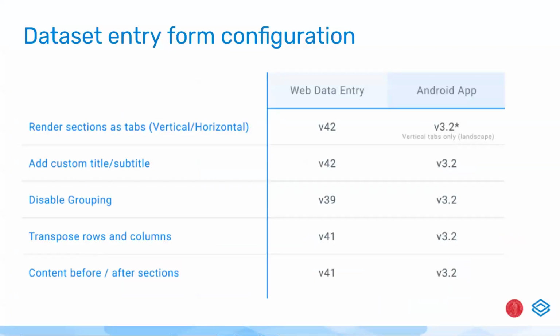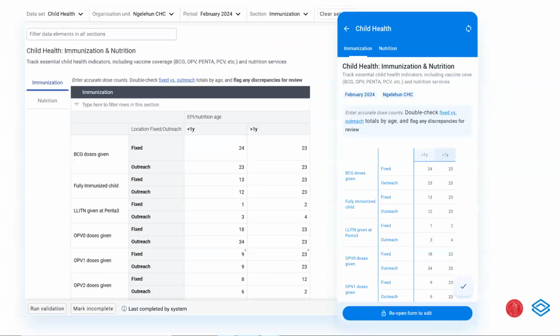This is a summary of the different versions and the different features that we have for the form configurations. As you can see, for the Android app, everything is new in 3.2, supported in 3.2. But for the web data entry, it depends on the feature that you need. Disable grouping is available since 39. Then in 41, we have the transpose rows and the content before and after. And finally, in 42, we have the custom titles and subtitles and the render sections of steps.